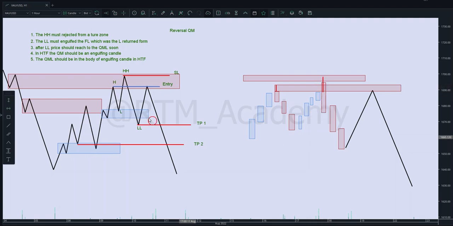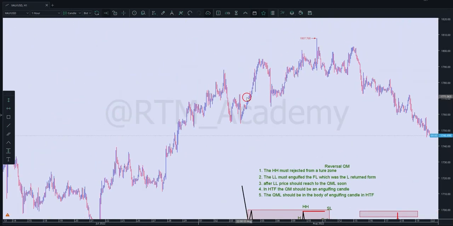So the first video is lower time frame QM level, and the second screenshot should be of the engulfing candle in the higher time frame. Okay, let's go through some examples of QM level. Okay guys, let me move back to the chart.